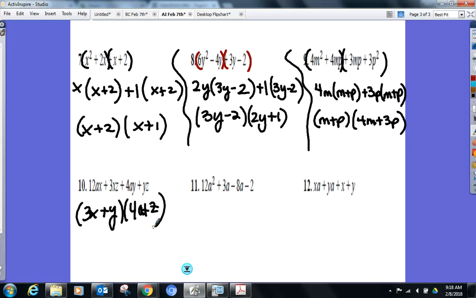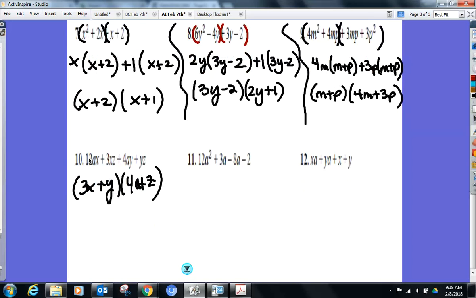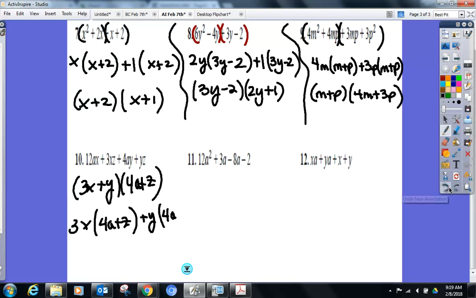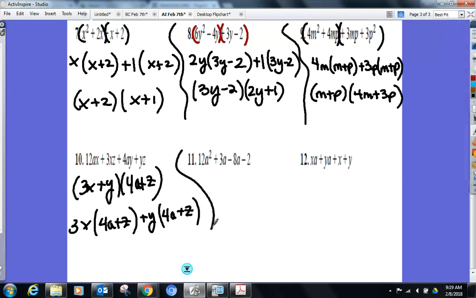Is everybody good with 10? 3x plus y, 4a plus z. No? Okay, so I took out a 3x from the first one, and I was left with 4a plus z. And then I took out a y from the second one. The only thing I could take out from the second one was a y, and that would leave me with 4a plus z. And then I took out the common 4a plus z and 3x plus y. We okay there? All right.